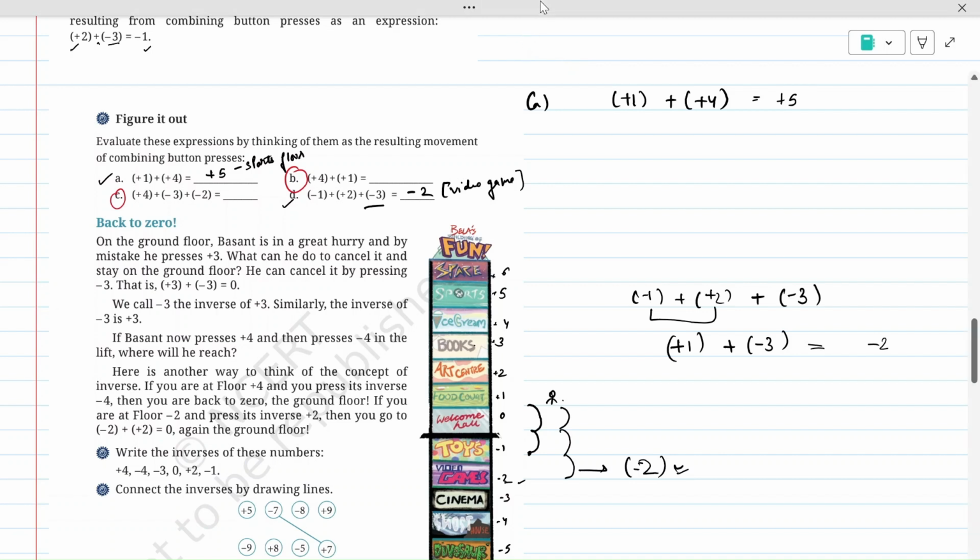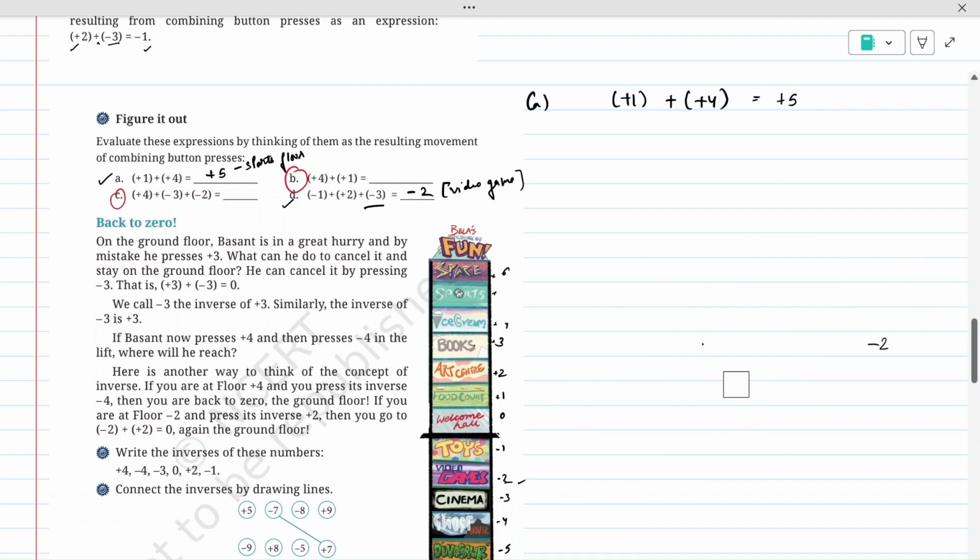Okay, now let's move further to Back to 0. Let me erase all these expressions from here, and now let's try to understand what is Back to 0. It says, on the ground floor, Basant is in a great hurry, and by making a mistake, he presses plus 3. So there is a person called Basant. He is on the ground floor, that is the welcome hall. He is here, and in a hurry, he presses plus 3. So that means from here he goes to 1, 2, and 3.